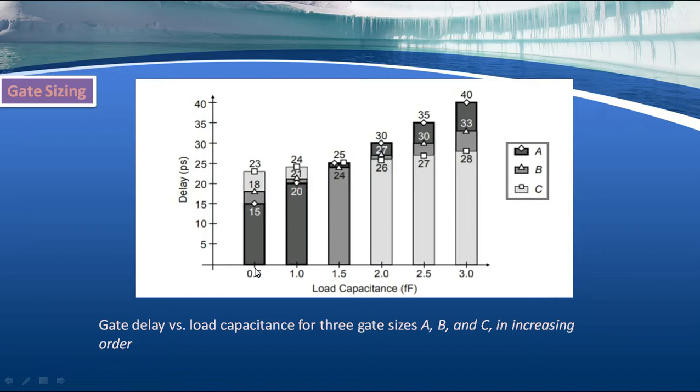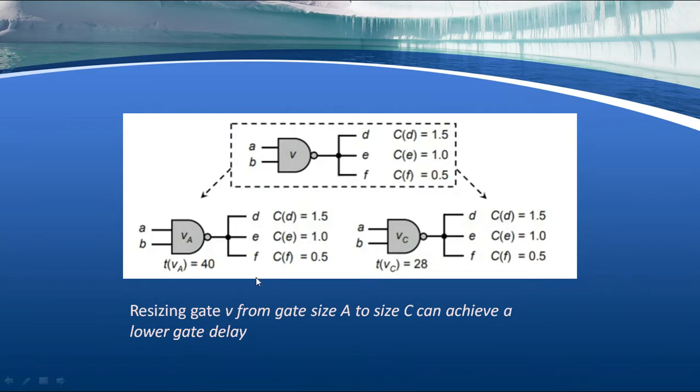For 0.5 load capacitance, the delay is 15, 18, 23. As you go on increasing the load capacitances, you will find the delay is also increasing. So sizing is important. If we need a low delay, then we need a low gate size. Resizing gate B from size A to size C can achieve a lower gate delay.